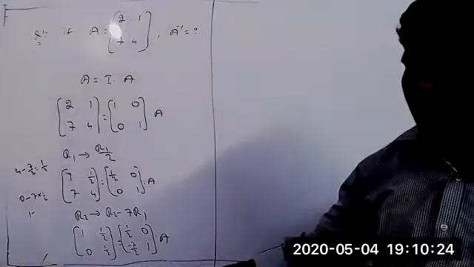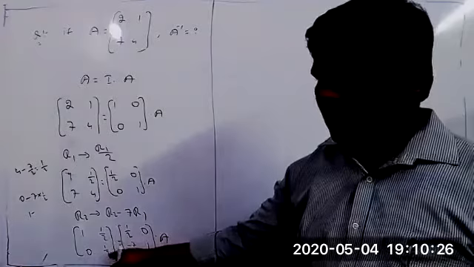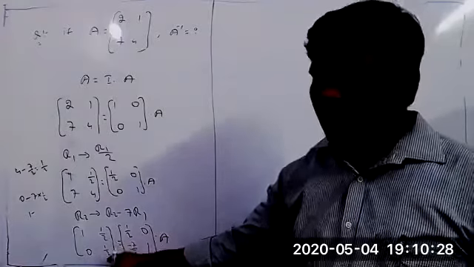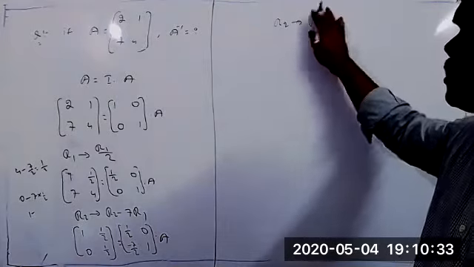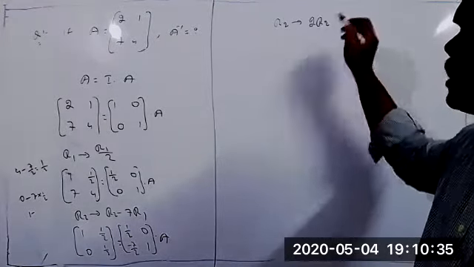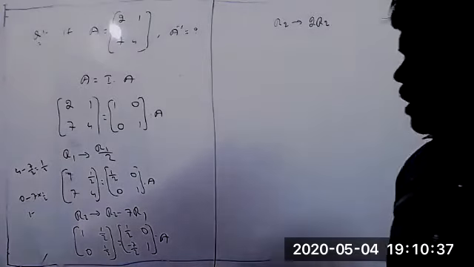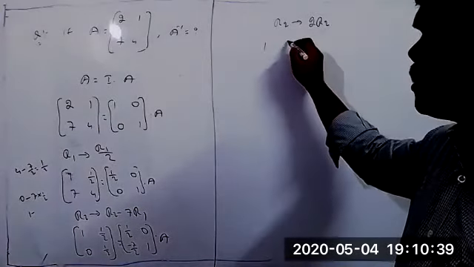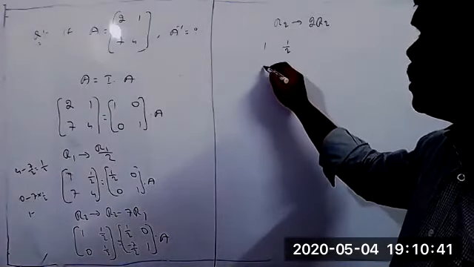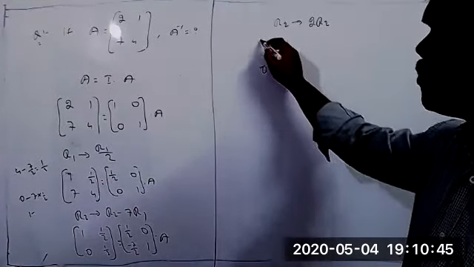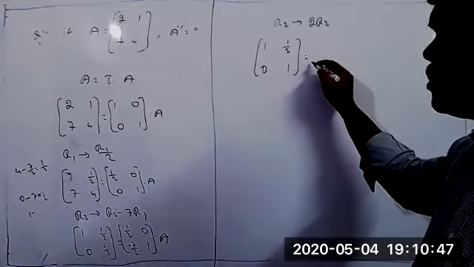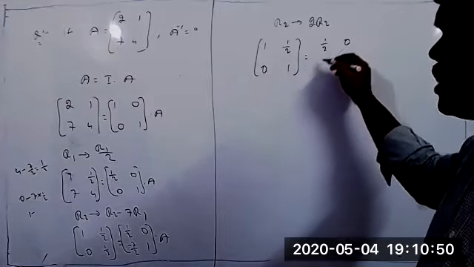Now what is the next target? The third element here has to be converted into 1. Then how to get 1 here? You can just multiply by 2. So again R2 such that 2 into R2 you can take. First I write as is only, 1, 1 by 2. 2 into 0 equal to 0 only, but 2 into 1 by 2 equal to 1. It is equal to 1 by 2, 0.